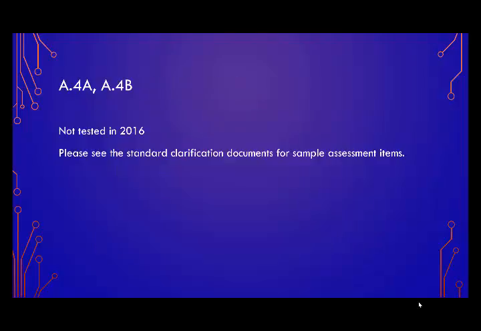Okay, again, we have two TEKS, 8.4a and 8.4b, that were not tested in 2016. You may find sample assessment items on our standard clarification documents.